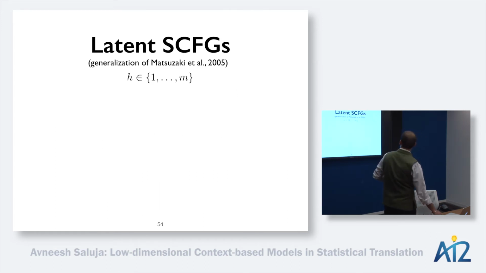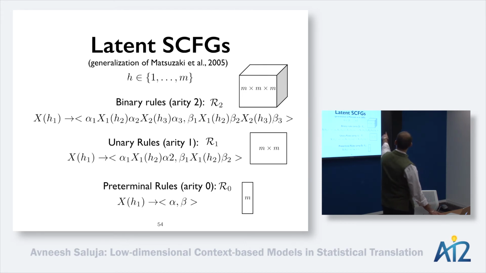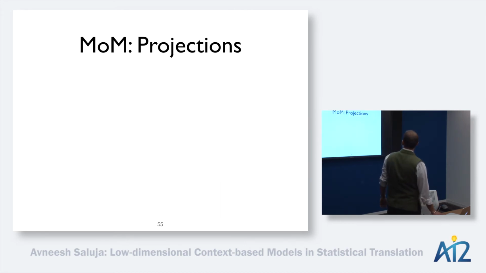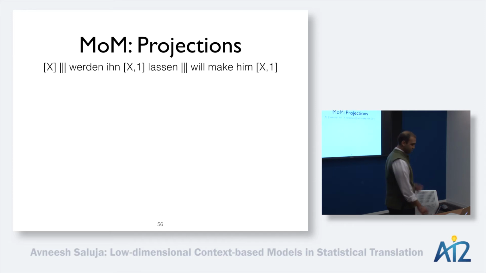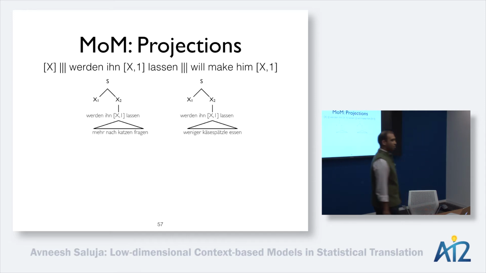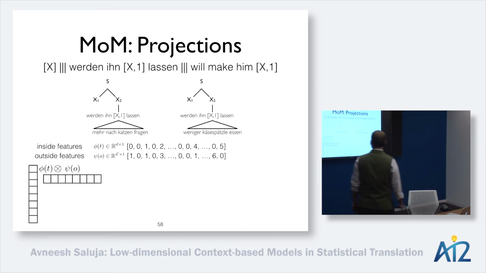So the question now is, how do we learn these parameters that I've attached to these rules? I just wanted to give you an intuition. Let's take a concrete example. We have the following translation rule: werden ihn x1 lassen, we'll make him do something. We can look at this in different contexts in our training corpus, so werden ihn mehr nach Katzen fragen lassen, or werden ihn weniger Käsespätzle essen lassen, etc. So we can see this in various contexts.